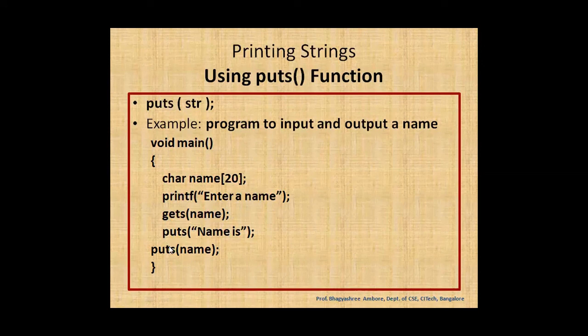Then the puts function. We have used two different types of puts here. As I said, puts takes only one parameter, that is a string. Anything enclosed between double quotes is known as a string. So it prints it as it is on the screen in one line. In the next line, it prints the name, whatever name you have entered.